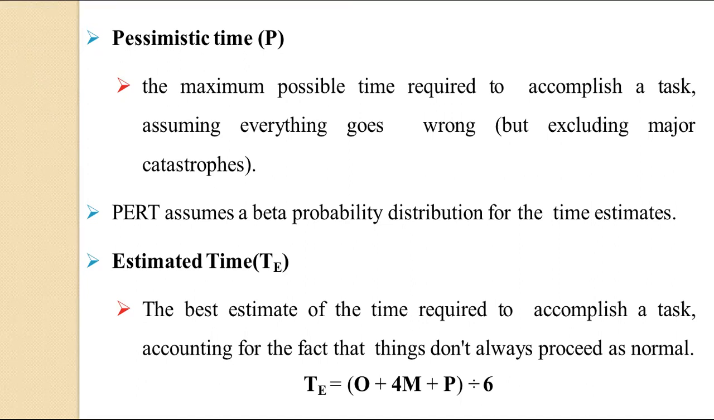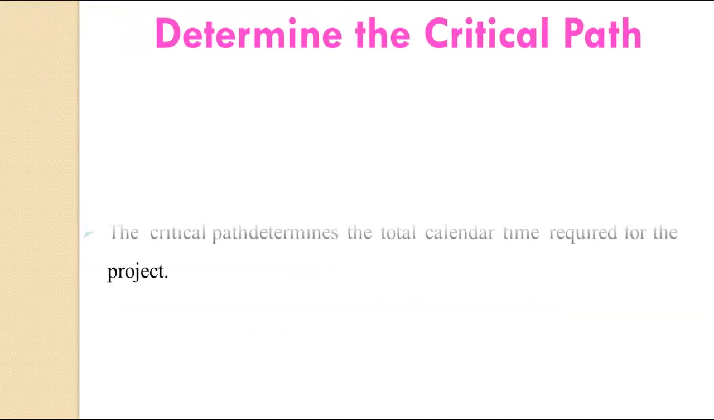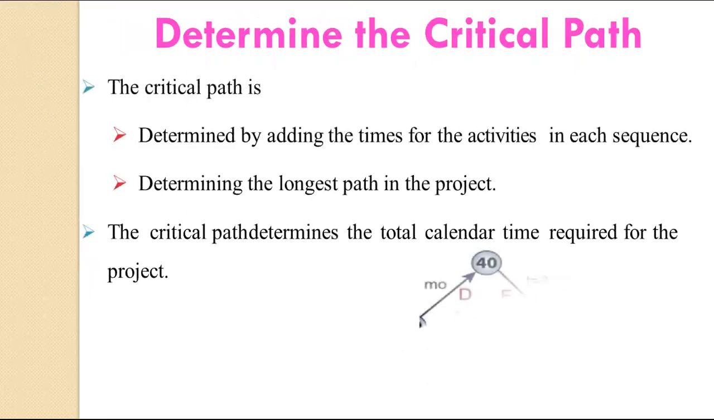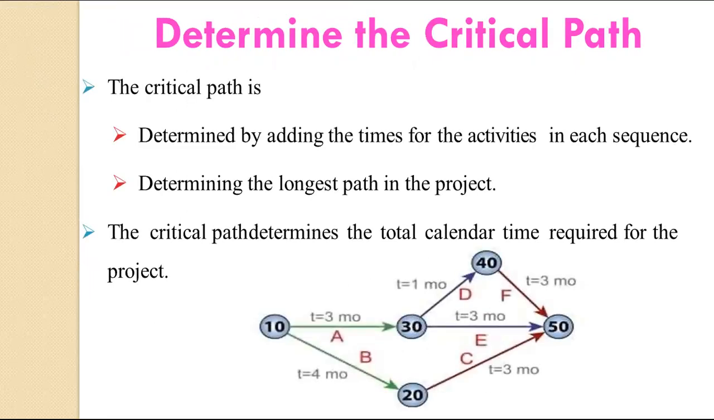So once after doing this, we need to determine the critical path. The critical path is determined by adding the times for the activities in each sequence, and we need to determine the longest path in the project. So here the critical path determines the total calendar time required for the project. In this picture, you can see the network diagram.